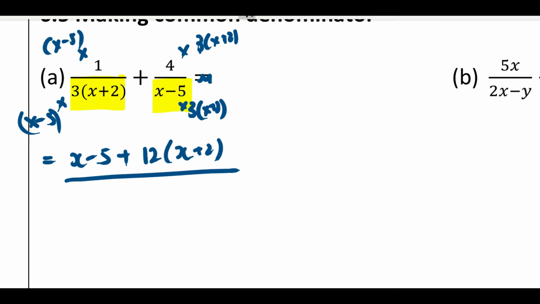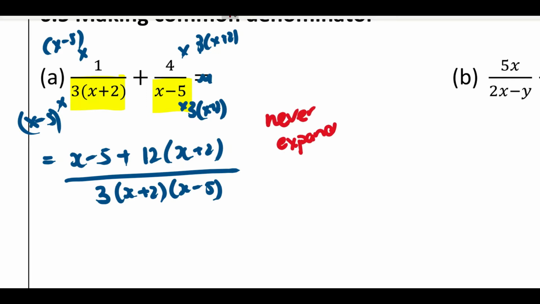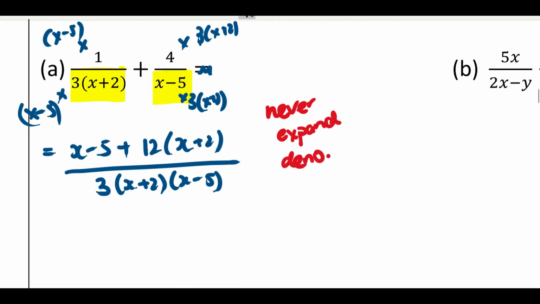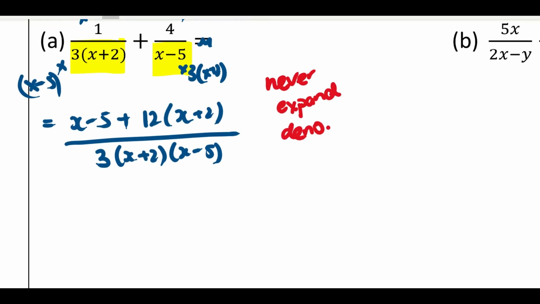But now, the denominator, you can just write one denominator and never ever expand the denominator. Never ever expand the denominator. Why? Later, there are some terms where you can cancel out. Then it's easier to see from there.